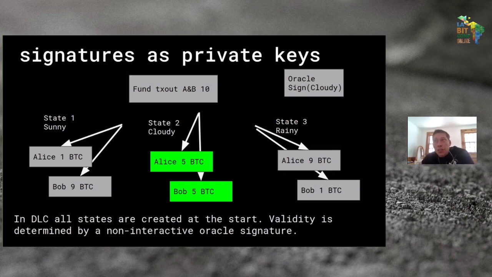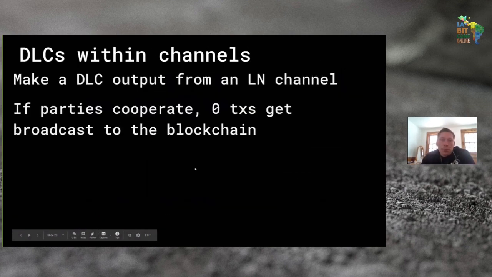And actually, if the 2 parties cooperate, you never even see this transaction, right? They can roll it over. You can also put discrete log contracts within Lightning channels, right? So you could say, okay, we've got our Lightning channel that we're using, and one of the outputs of this channel is a discrete log contract itself. And if the parties cooperate, you can sort of roll it back up into the channel for a lot more throughput. There are some issues with this.